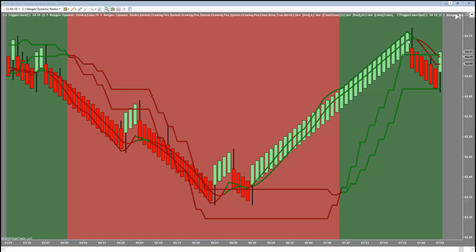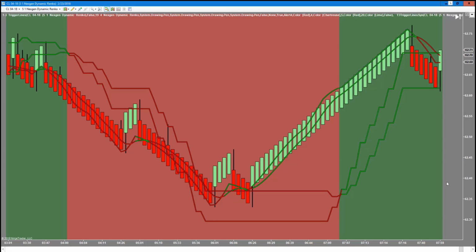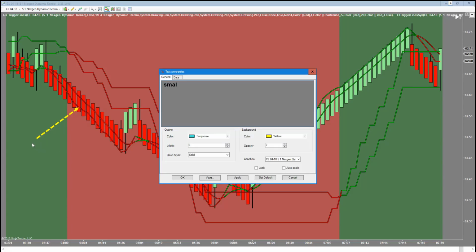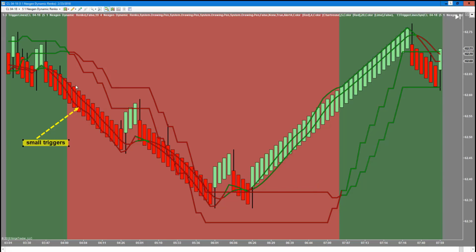One of the things that Nexgen does is we obviously use multiple time frames on single charts. The trigger lines are no exception. So this is what your charts are going to look like. And again, just to recognize, this is a 5-1 Nexgen dynamic Renko bar. And you can see we've got our small trigger lines. That's what we call them in class. So you'll see that a lot. Small triggers, which are just the trigger lines from the 5-1 chart.